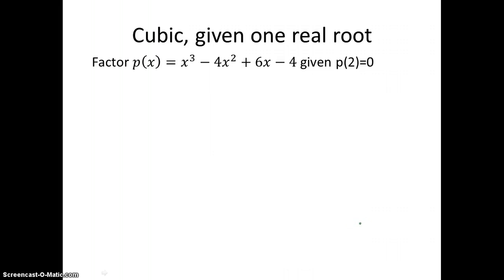So let's try this problem here. This is a cubic, we see, because we have the third degree right here, and we're given one real root. Let's read the problem together, and if you want to pause the video and try it yourself, you can do that. And then we'll come back.